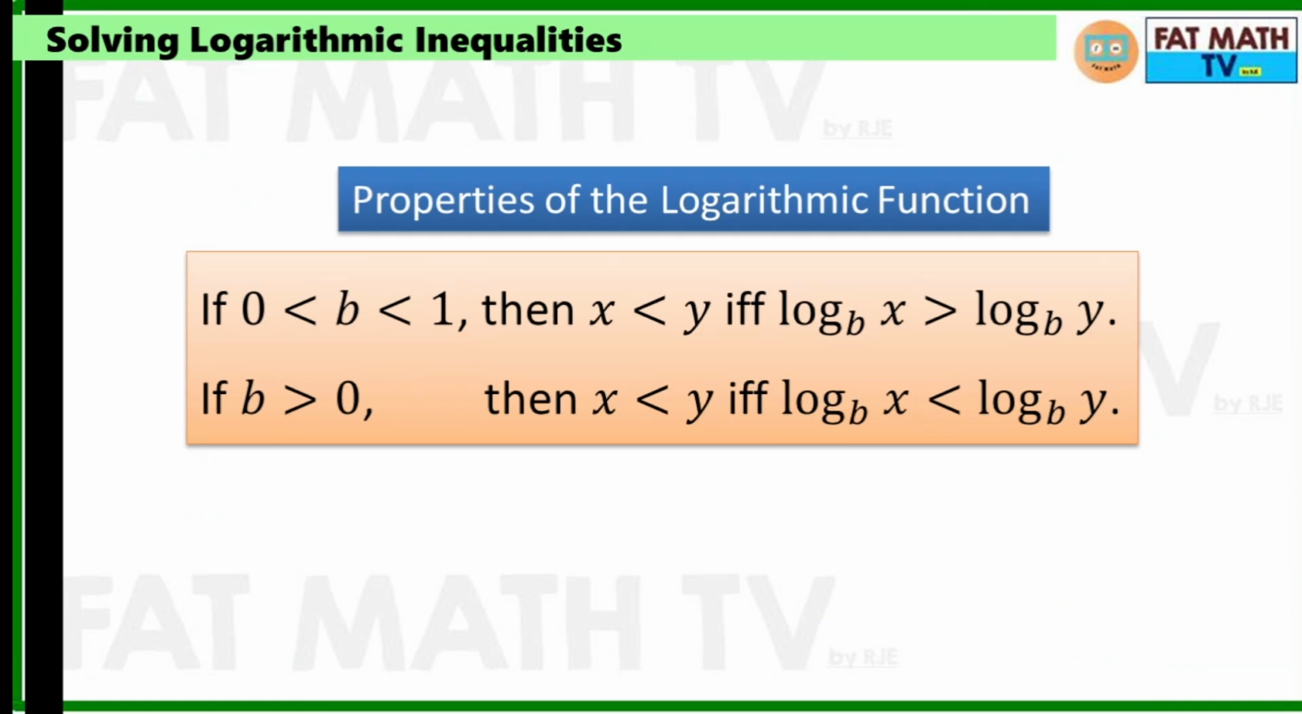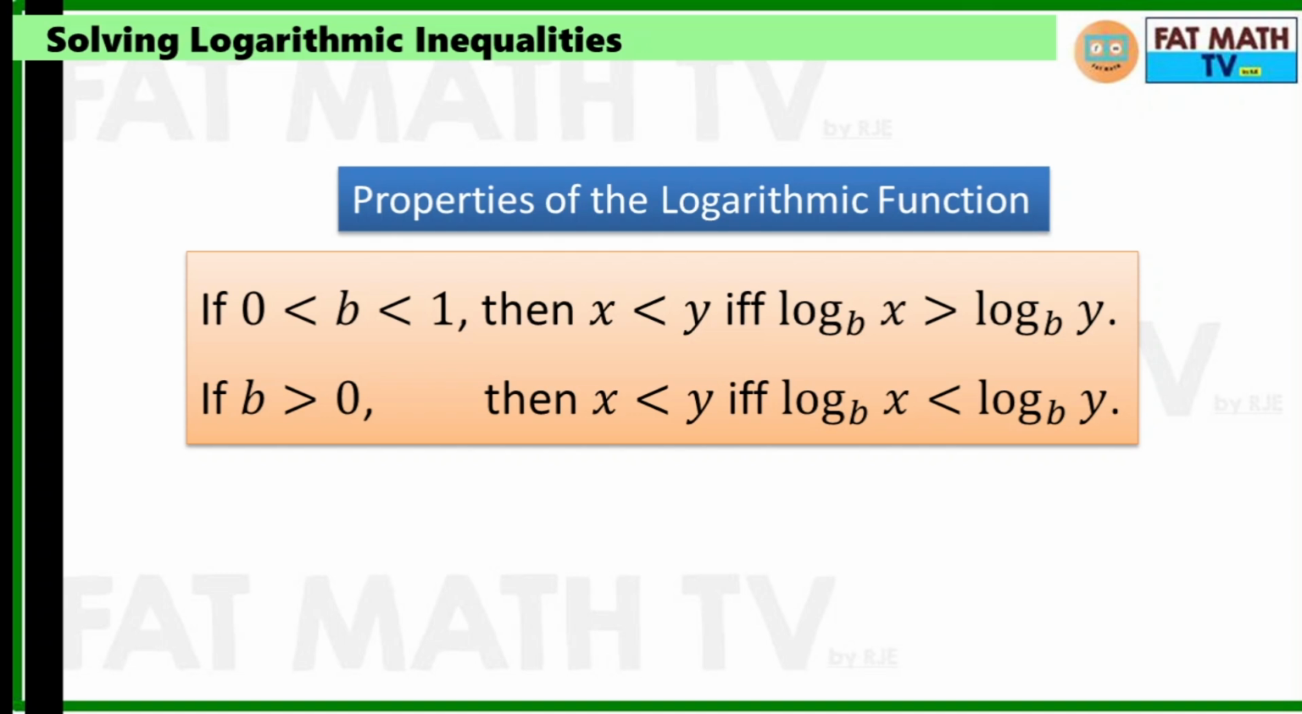So we will use the properties of the logarithmic function here, that if the base is between 0 and 1, that is greater than 0 and less than 1, then the function is a decreasing function. That means to say that x is less than y if and only if the logarithm of x to the base b is greater than the logarithm of y to the base b.